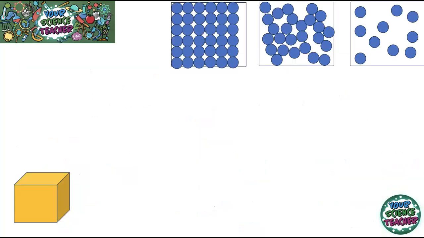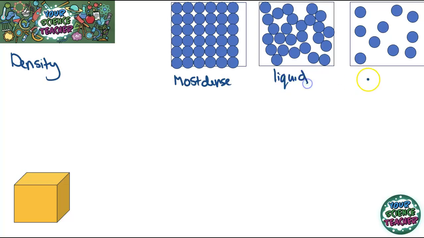How close the particles are together is a property known as density, and that's the next thing we're going to talk about in today's video. So if I look at these three states of matter that we talked about earlier, here I've got my solid, which is the most dense out of all three states of matter because the particles are closest together. Then I have, secondly, my liquid. And finally, I have my gas, which is the least dense out of all three states of matter.